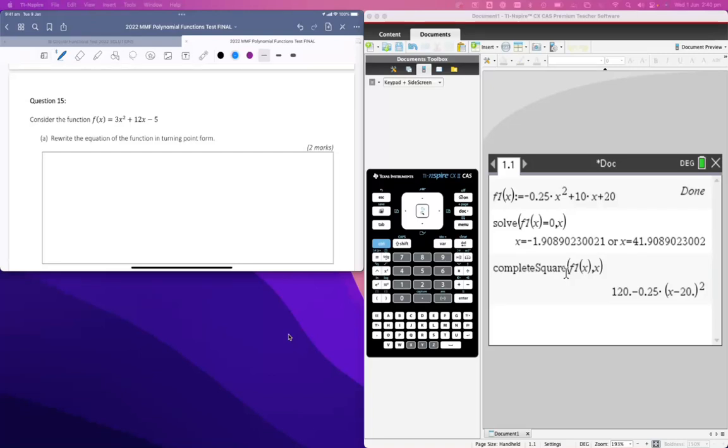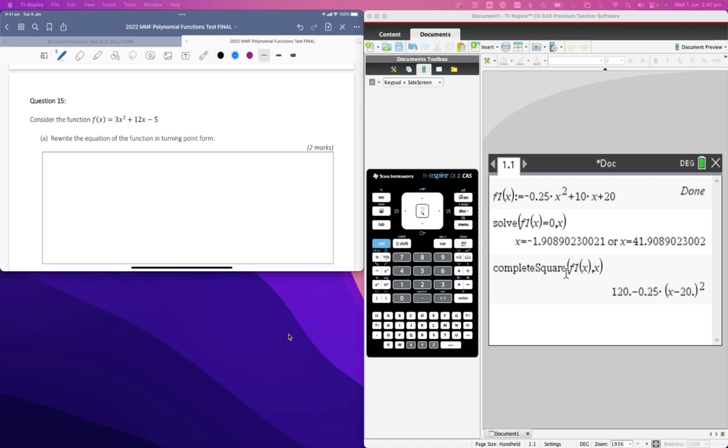Okay, so question 15. Consider this function, rewrite the equation of the function in turning point form. So this is where we're going to use our calculator to break the back of it, but we need to show the markers that we understand how to go about turning point form at least a little bit.